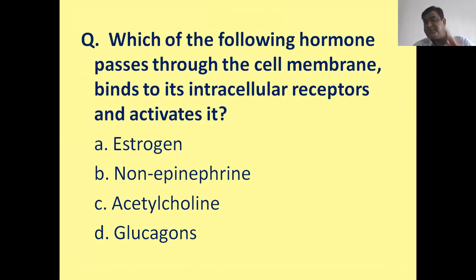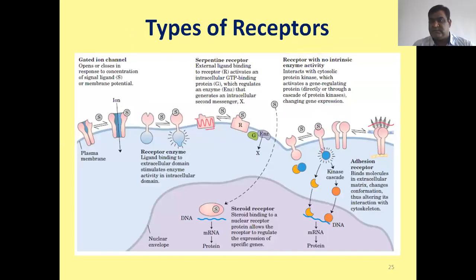The kind of questions that are being asked, I have shown you on the slide. Which of the following hormones passes through the cell membrane, binds to the intracellular receptor and then activates it? Obviously it has to be a steroid or estrogen hormone. So this kind of question is being asked. Now we are coming to the types of receptors.